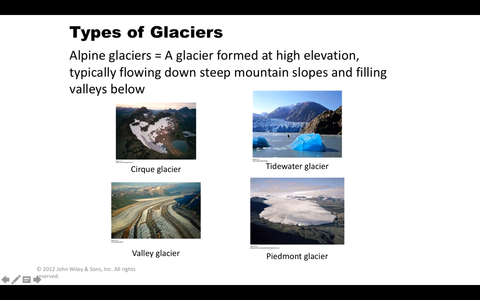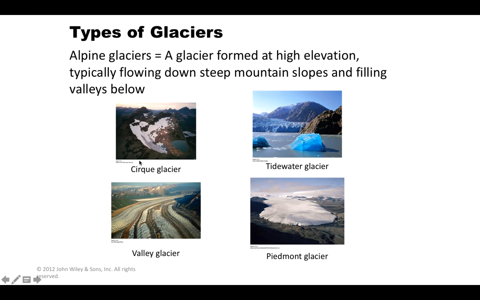And this Tidewater Glacier, you can either see, so this is a glacier that's coming down a mountain and it's emptying into a lake. So I believe this is in Alaska right here, which is high latitude, but this could also happen at a high elevation.